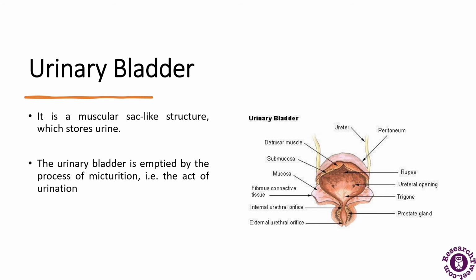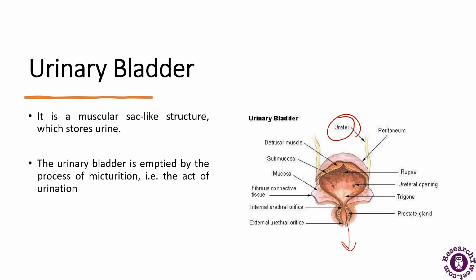Next is the urinary bladder. Here you can see there is a ureter, a tube-like structure which carries the urine to the urinary bladder, and then it will be passed out to the urethra. The urinary bladder is the organ that controls the passage of the urine. It is a muscular sac-like structure which stores the urine, and it is present above the pubic bone.